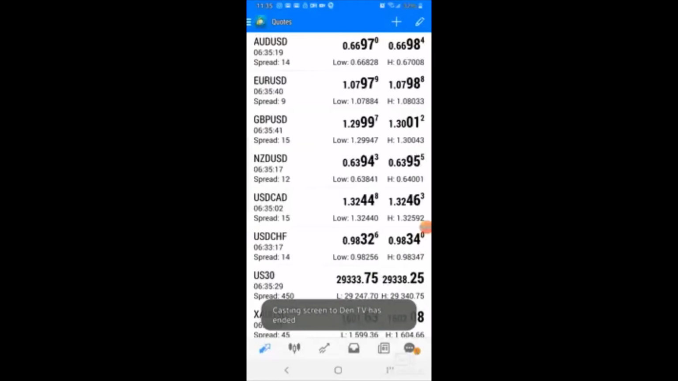What's going on, everyone? So today we're going to go through how to use MetaTrader 4. This is on an Android device. We're going to teach you guys how to enter trades.